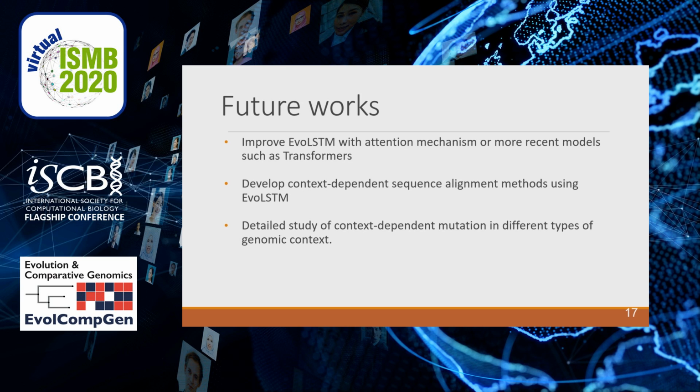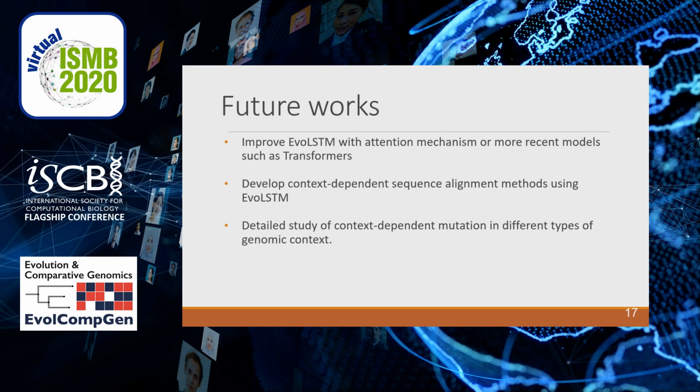We are currently working on improving EvolSTM's accuracy, efficiency, and scalability. First, many breakthroughs in the field of recurrent neural networks have emerged, including the attention mechanisms in sequence-to-sequence models and transformers, mainly utilizing the attention mechanism instead of traditional LSTM or GRU cells. It would be worthwhile to modify EvolSTM to use these cutting-edge machine learning methods.